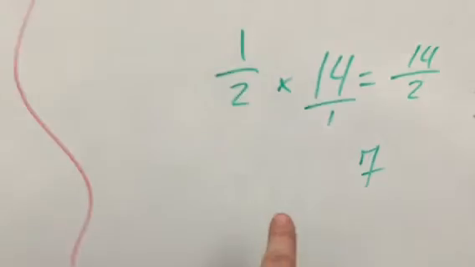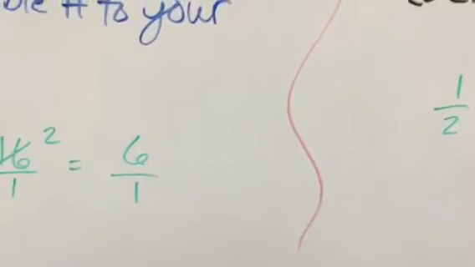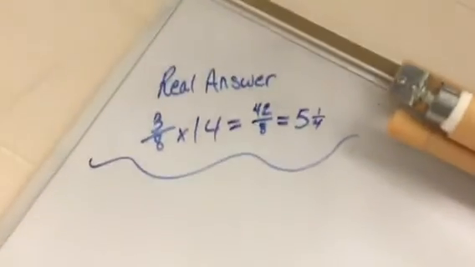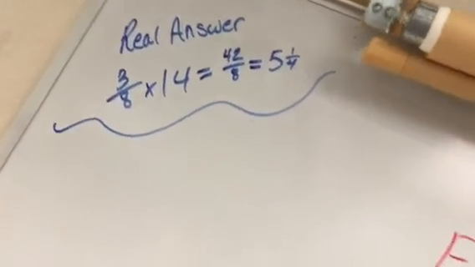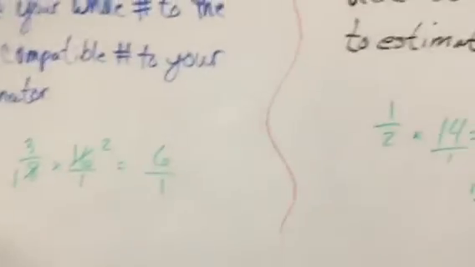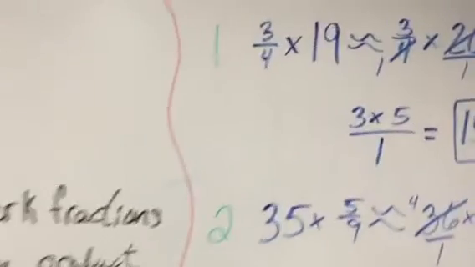So both 7 using this strategy or 6 using this strategy is close to our real answer, which is 5 1/4. So these are quick ways that we can estimate products. Let's look at the guide to practice.